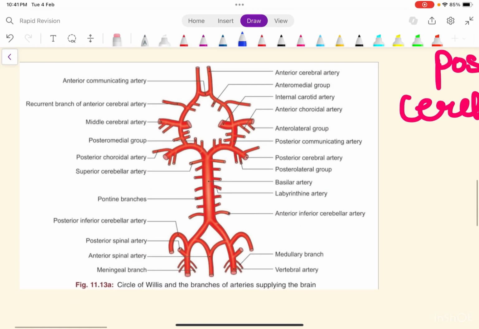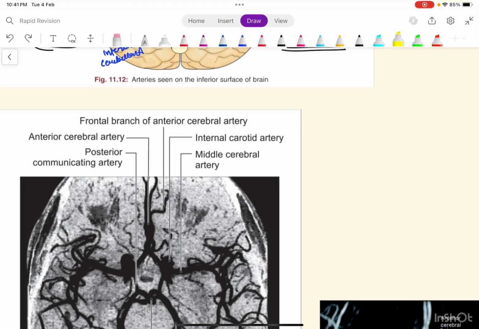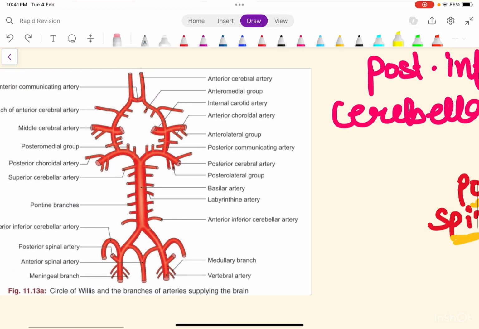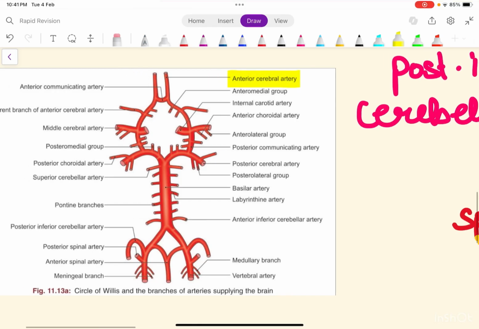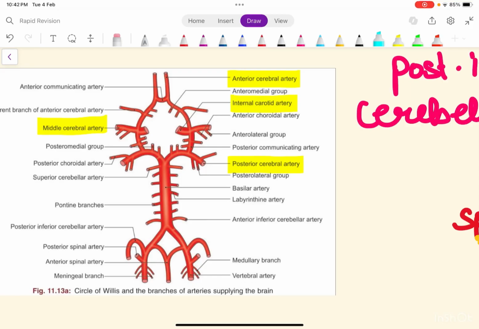All right, now let's go to the second, this I'll explain first. Let's go through this one. Now again, just observe first the cerebral arteries. All right, so this one, anterior cerebral artery, middle cerebral artery, internal carotid artery, then we had posterior cerebral artery. All right, same as the diagram. Then second, go through the communicating branches first, anterior communicating artery and posterior communicating artery.